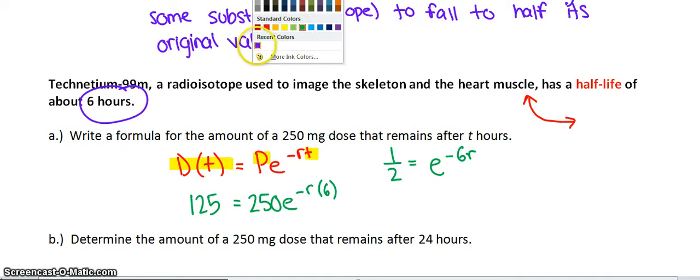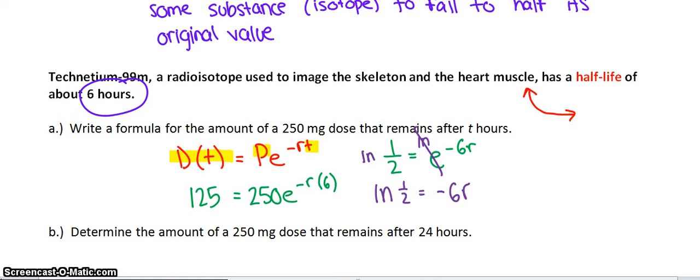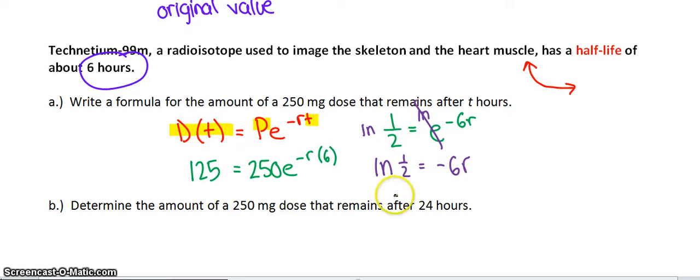Okay, now to solve this, you have to get rid of the e. So the inverse of e to the x is the natural log. So I'll take the natural log of both sides. So I have natural log of 1/2 equals negative 6r, because these cancel. Or you can rewrite it in exponential or log form if you aren't sure. Okay, now divide by negative 6, and you'll be able to solve for the rate.